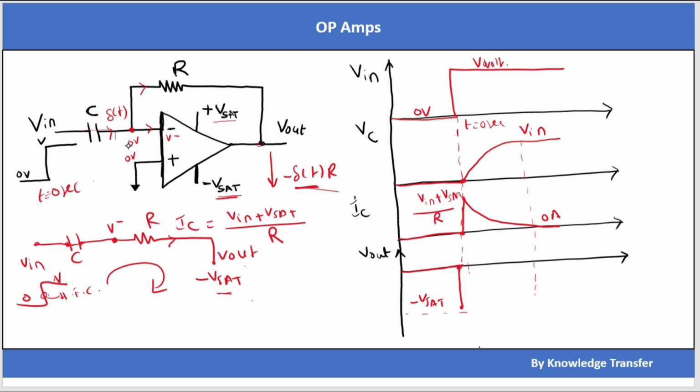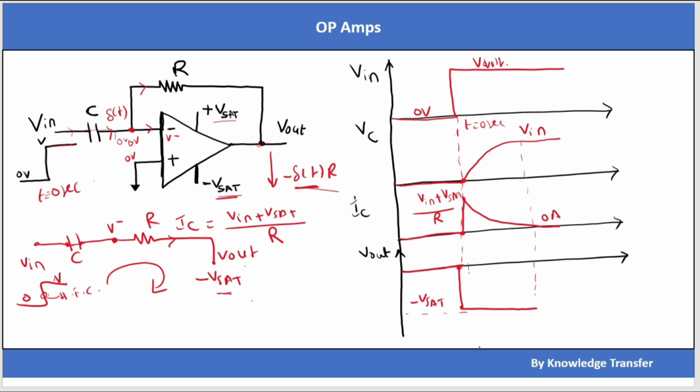When the capacitor reaches Vin volt, this circuit will again come into a negative feedback system. Why? Because when this capacitor charges to Vin volt, this voltage can be 0 volt, this voltage can be 0 volt, because this output doesn't need to swing beyond minus Vsat, it doesn't need to go to the negative rail. Why? Because you have applied a fixed DC volt. This capacitor is fully charged, so there is no current flowing through this circuit, so it again regains the negative feedback functionality.